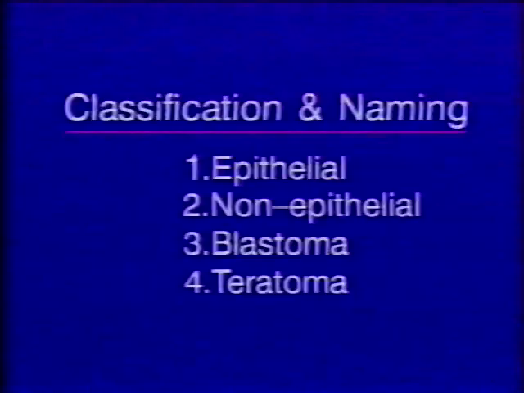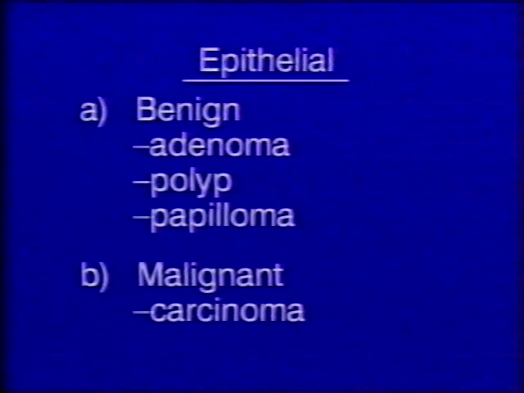The classification and the naming of most neoplasms reflect their tissue of origin, whether a neoplasm is benign or malignant, and sometimes additional features. The great majority of neoplasms may be divided into four types: epithelial and non-epithelial, and blastomas and teratomas. Benign epithelial neoplasms are generally classified as adenomas, polyps, or papillomas. Malignant epithelial neoplasms are termed carcinomas.